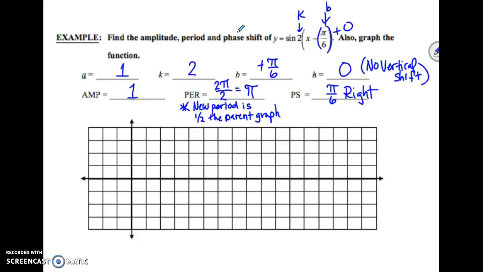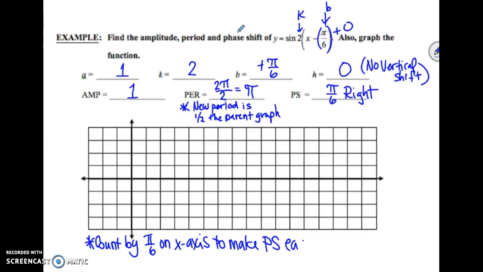Okay, so the first thing I'm going to do, since I know that my period is pi instead of 2 pi, but I also know that I have a phase shift of pi over 6, I want to be smart about this. So I am going to count by units of pi over 6 in order to make my phase shift easy. So count by pi over 6 on the x-axis to make phase shift easy. Okay. So that means that this is going to be 0.